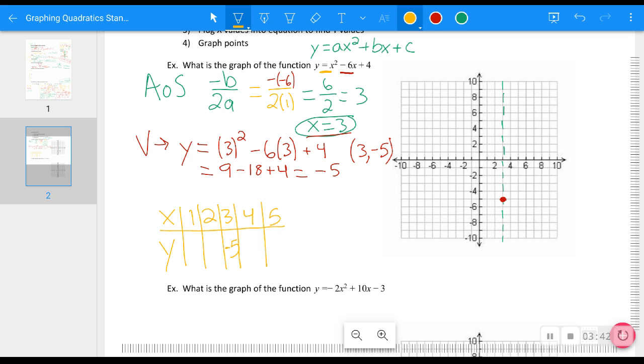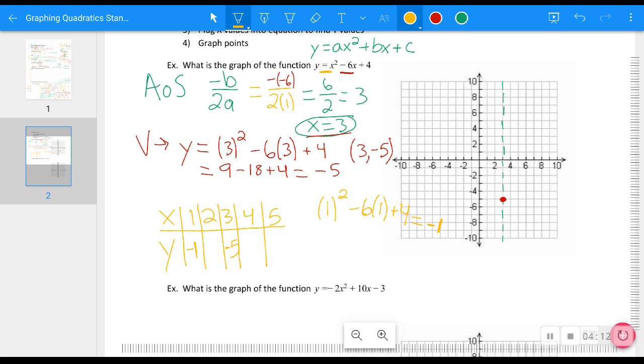Then if we plug in the rest, if we plug in 1, we'll get 1 squared minus 6 times 1 plus 4. And that's going to equal, we have 1 squared is 1, minus 6 is negative 5, plus 4 is going to give us negative 1.